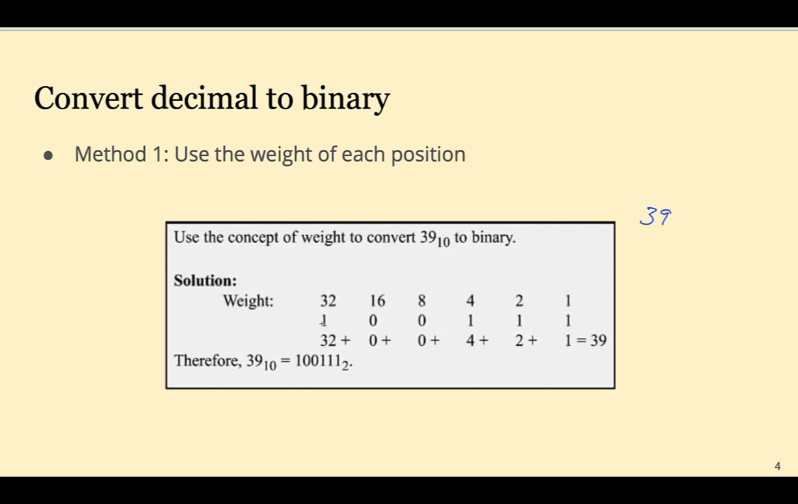I can subtract 32 from 39, so I'll put a 1 there. And then once I subtract the 32, I have 7 left. I cannot subtract 16, so I put a 0. Cannot subtract 8, I put a 0. And I can get 7 by adding 4 plus 2 plus 1. So my end result here is that 39 in decimal is 100111 in binary.